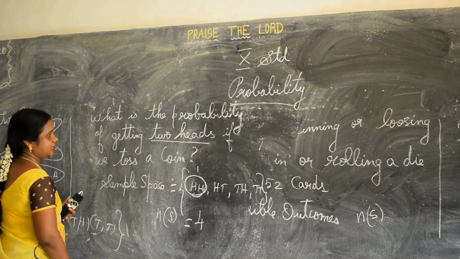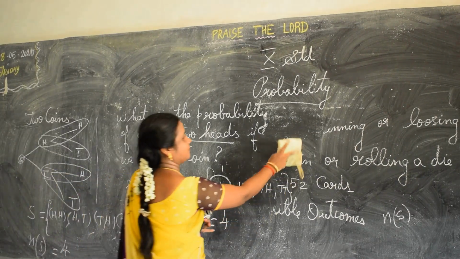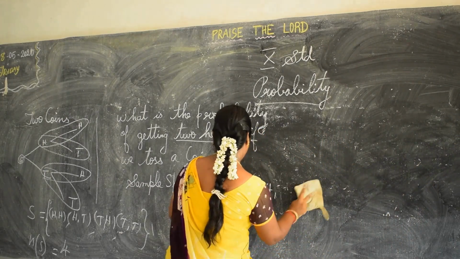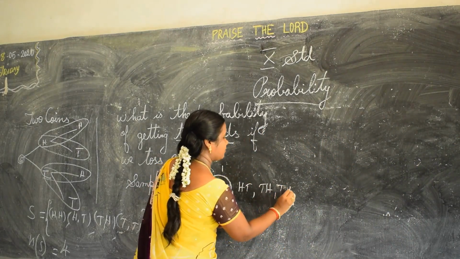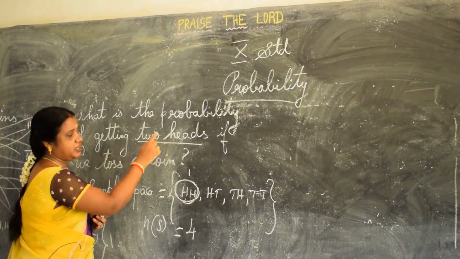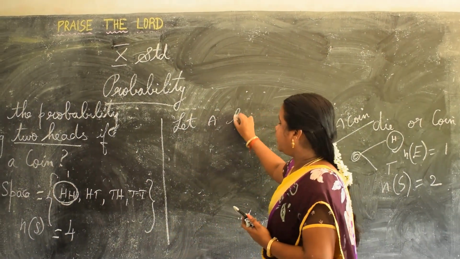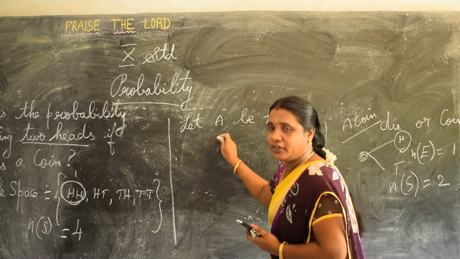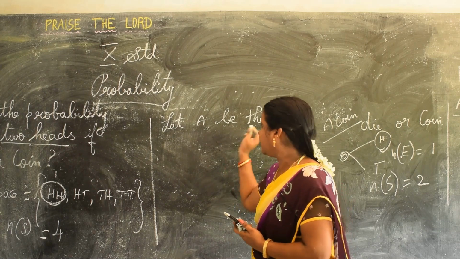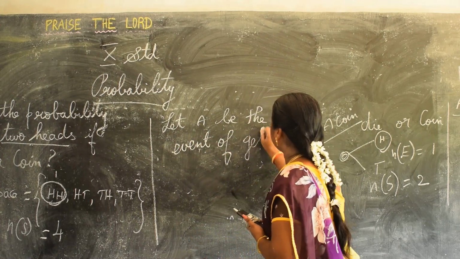What is the event here? Getting 2 heads is our event. We have to get 2 heads. So let A be the event of, you can keep any alphabets here, not only A, B, C, D. Let A be the event of getting 2 heads.